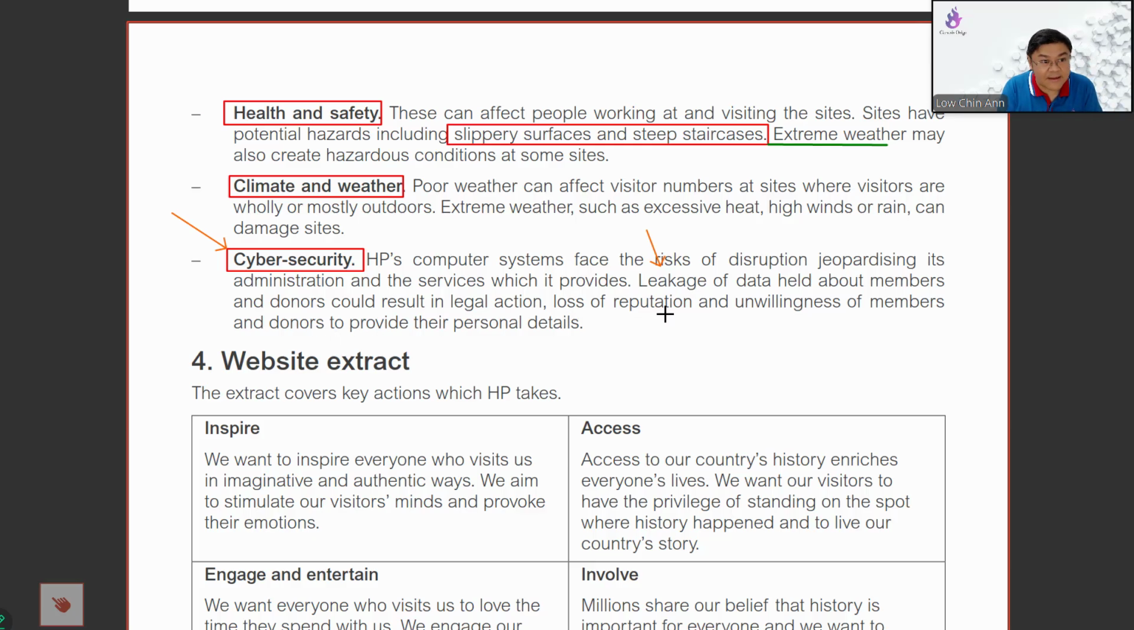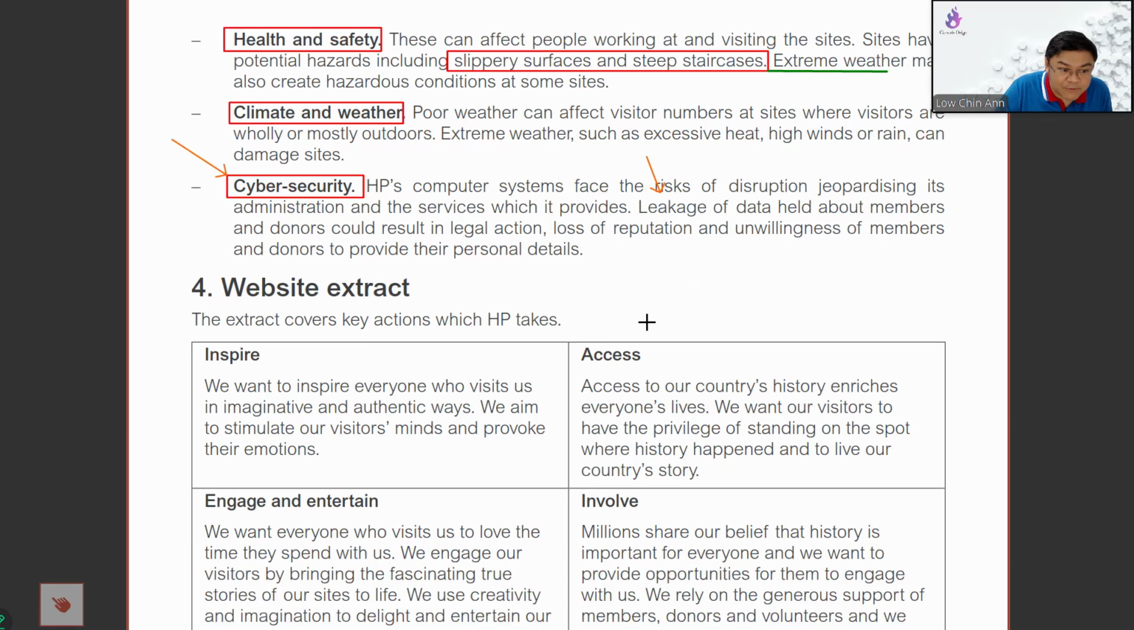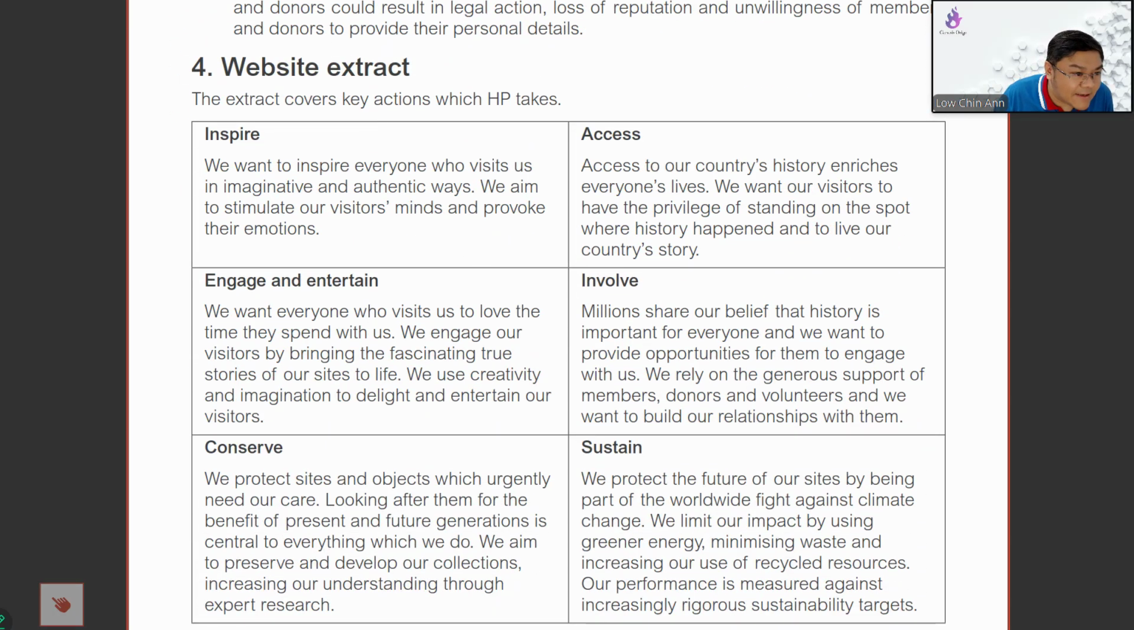So things like that are quite normal. If they want to draw an example that deals with this form of internal control, they also can, but it becomes more specific. Like I just mentioned to you, a scammer could also use your identity to cheat people. Okay, website extract. The extract covers the key actions.